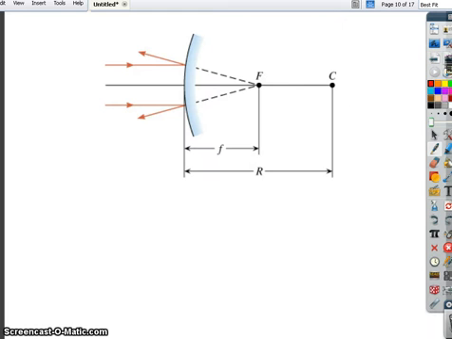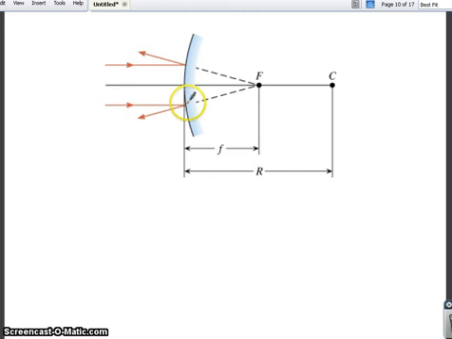Now, we have a convex mirror here, okay? And as you can see, it's a little bit different. In a convex mirror, we have rays coming in, and they're going to be reflected outward. So unlike the concave mirror, there's no focal point on this side. But if we drew the extension of the reflected rays, the focal point would be 1/2 the distance to the center of curvature, just like before. So F is equal to 1/2 R, just like before.